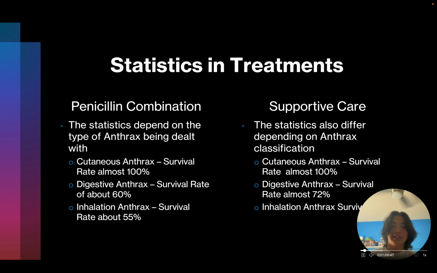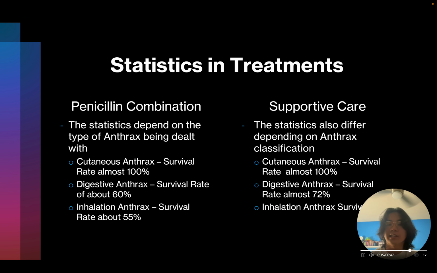So these are some statistics. With a penicillin combination, the statistics depend on the type of anthrax being dealt with. With cutaneous anthrax, survival rate is almost 100%. Digestive anthrax survival rate is about 60%, and inhalation anthrax, the survival rate is about 55%. These three statistics are mainly within quick treatment. So if you have aggressive treatment and you catch on quick that you have anthrax and immediately get medical help.